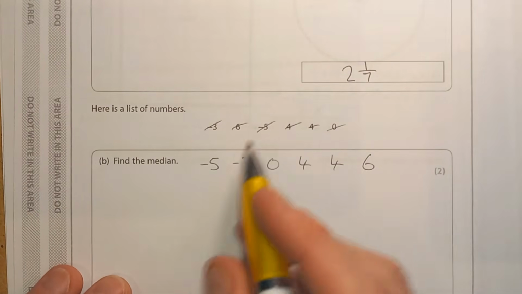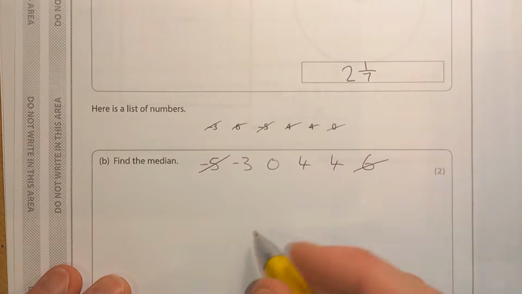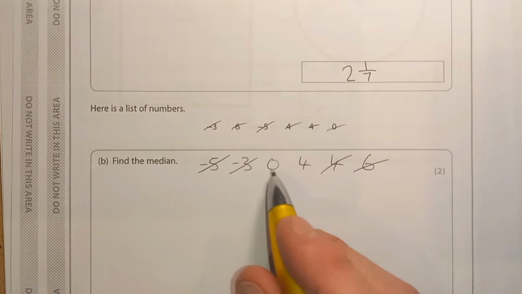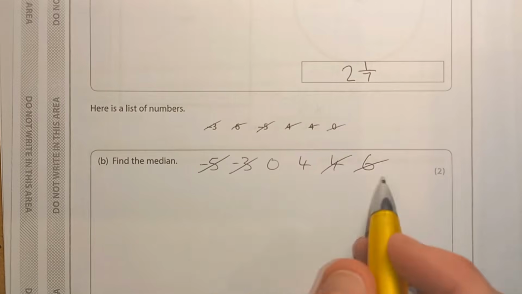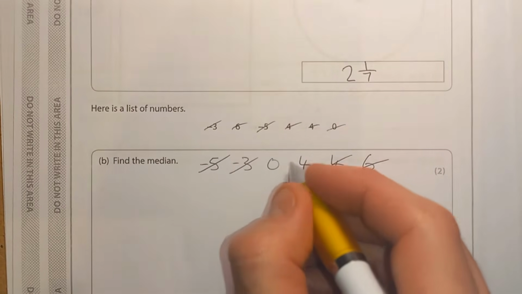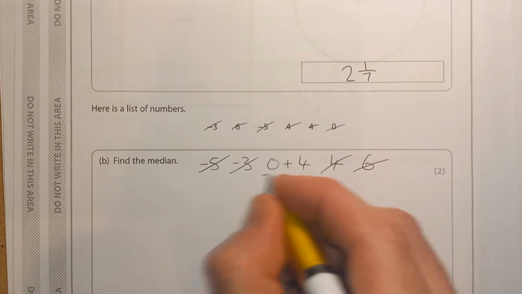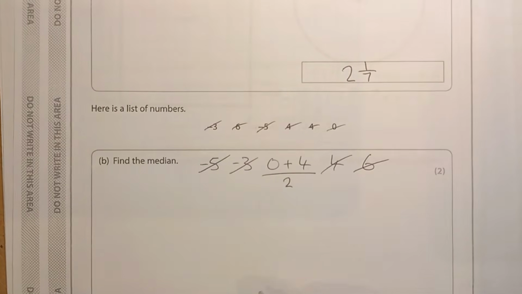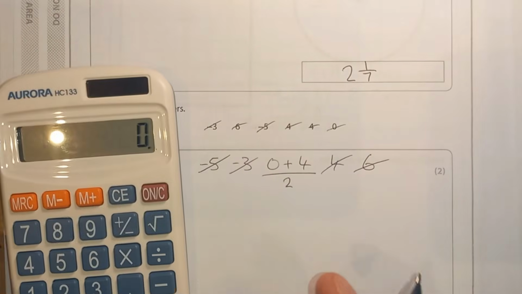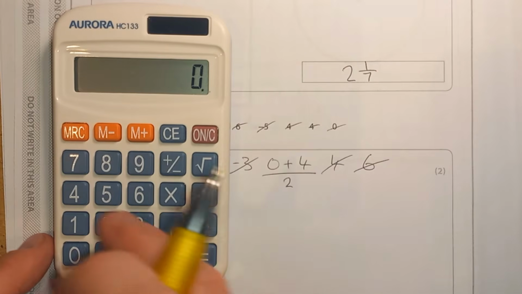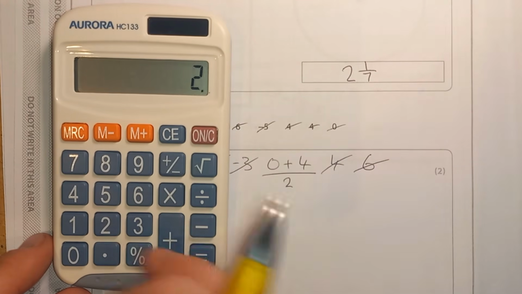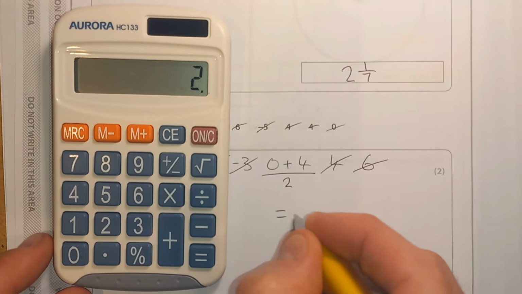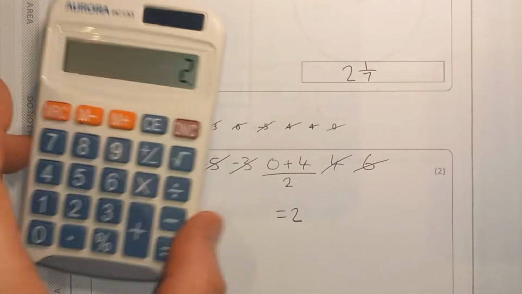So for the median, we cross off the smallest and the largest. And we keep doing it in pairs till we're left with either 1 in the middle or 2 in the middle, because it's an even number of values. So we need to add them together and divide by 2. So 0 plus 4 is 4, divided by 2, and we get 2.